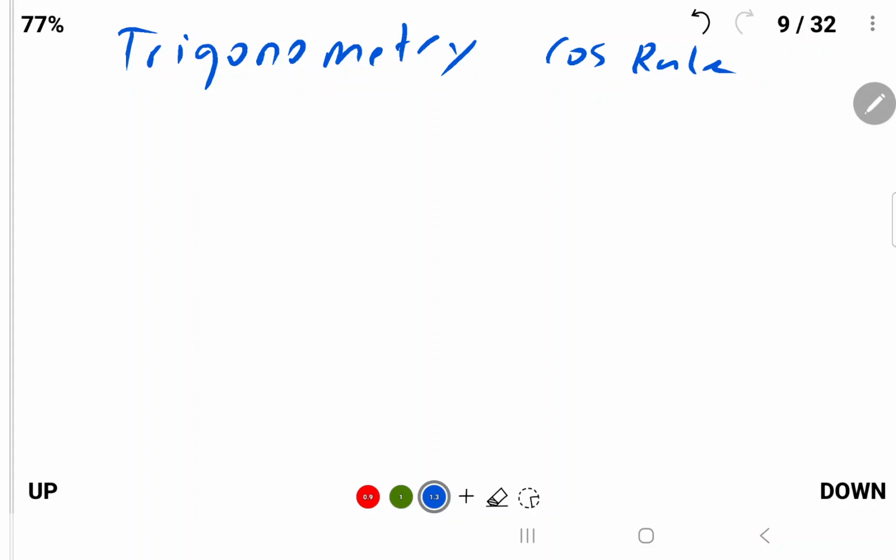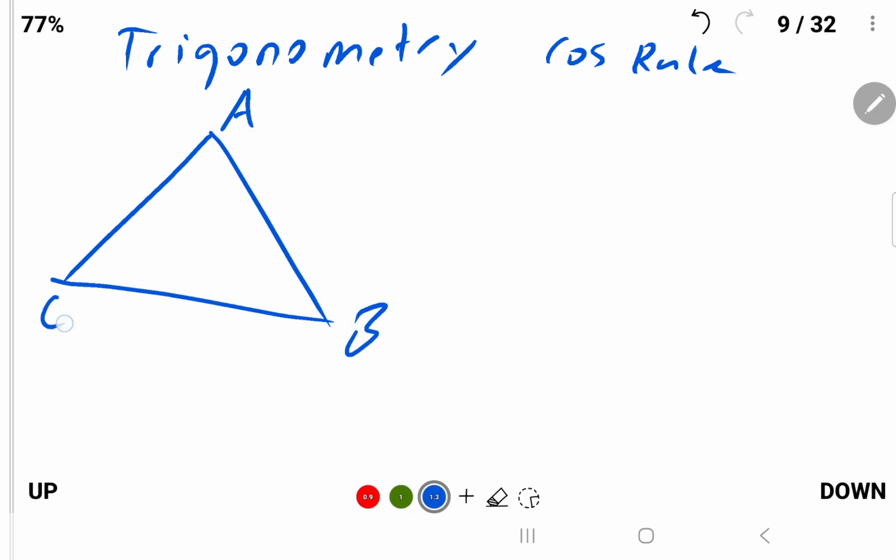In this video I'm going to explain to you how to solve using cosine rule. Let's imagine here you have a triangle ABC. So this is A, B and C. Now the sides usually are small letters. So side opposite angle A is small letter a. Side opposite angle C is small letter c. Side opposite angle B is small letter b.